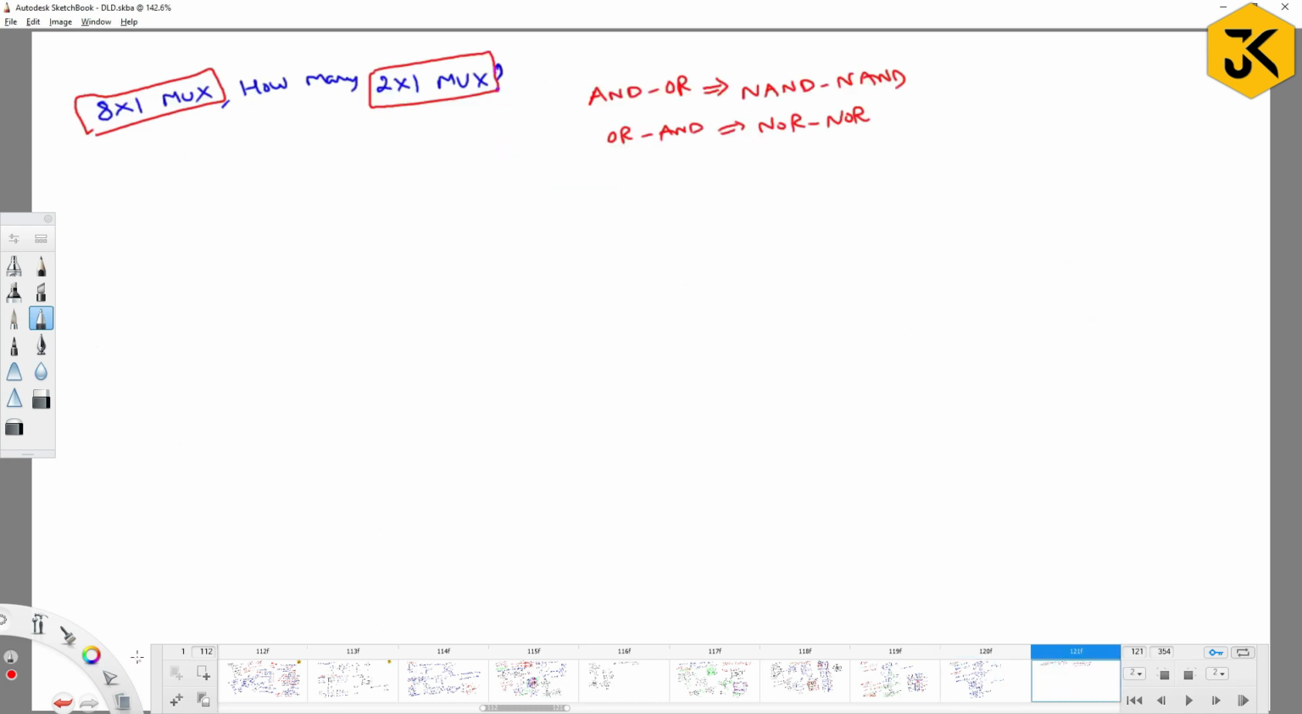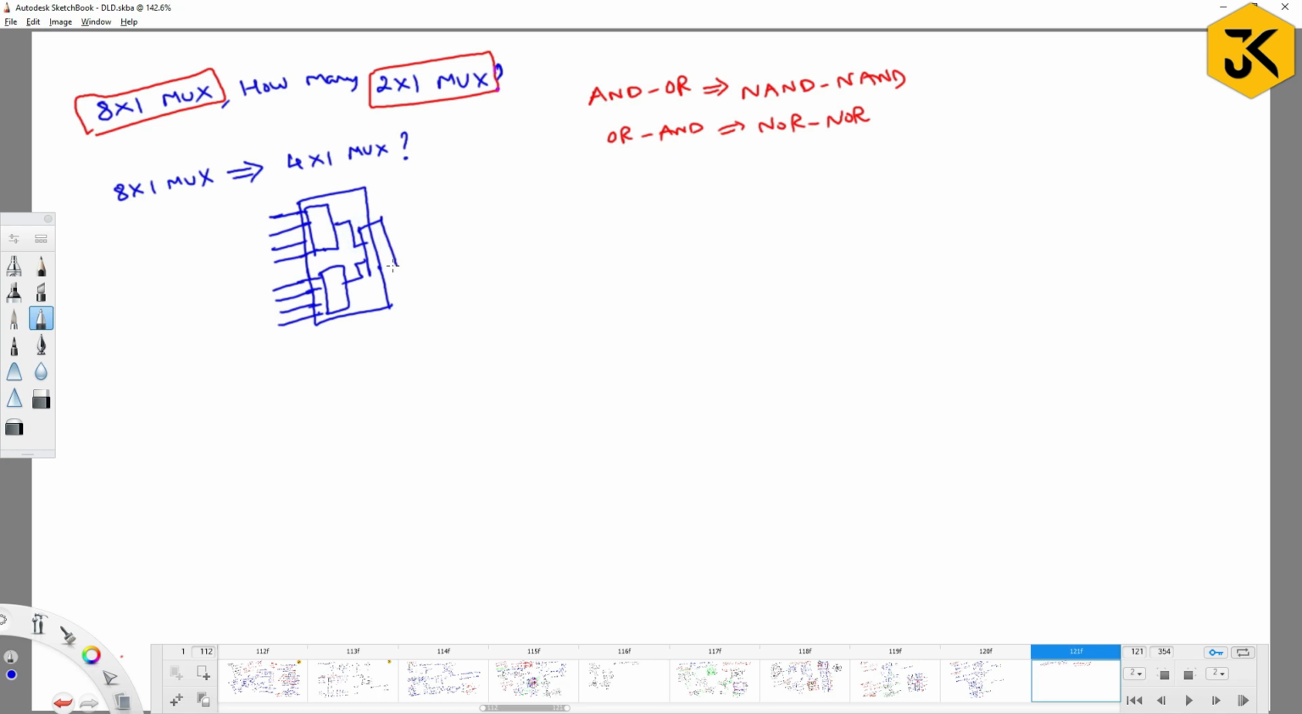Similarly, if I am going to have an 8 by 1 MUX, how many 4 by 1 MUX are required? Try to observe. How many inputs are there here? 4 inputs are there. These 4 inputs will be given to one multiplexer, 4 by 1. Now with this I am going to get output 1. With this I am going to get output 1.